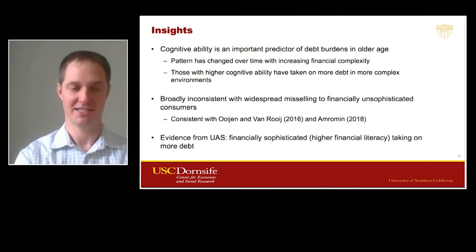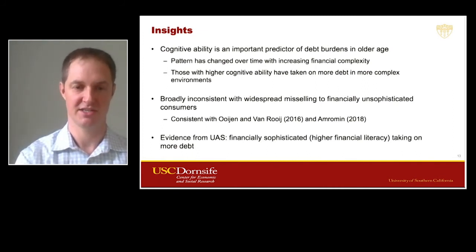Rather, our evidence is consistent with recent research looking at individual securities and finding that proxies of financial sophistication are associated with opening more complicated financial products. We have a complementary analysis in the US where we introduce financial literacy, as Susan mentioned, which I don't have time to walk through here, but it is suggestive that cognitive ability in the HRS data is likely proxying for financial sophistication.